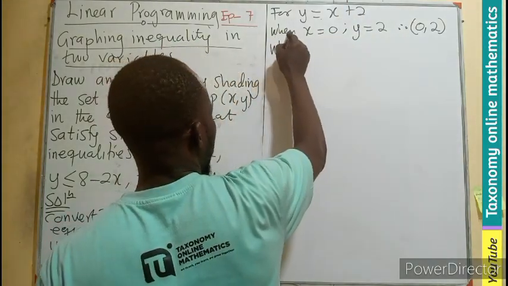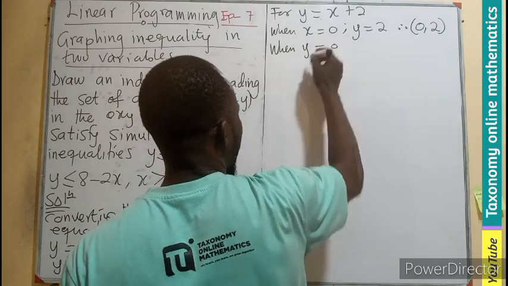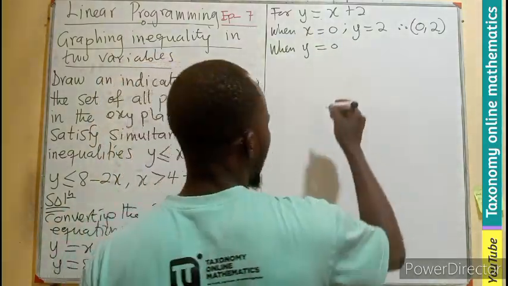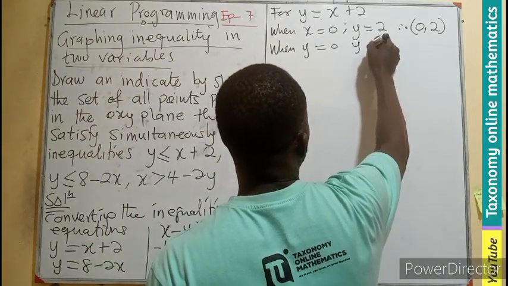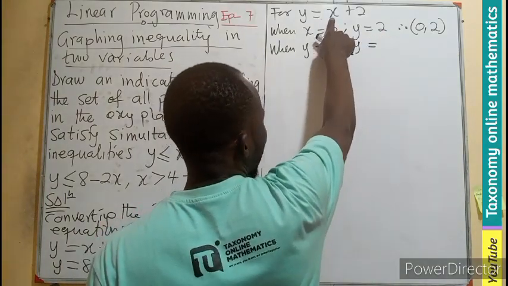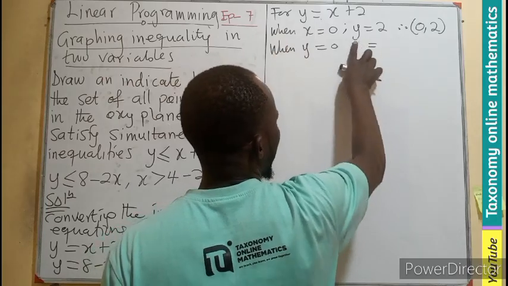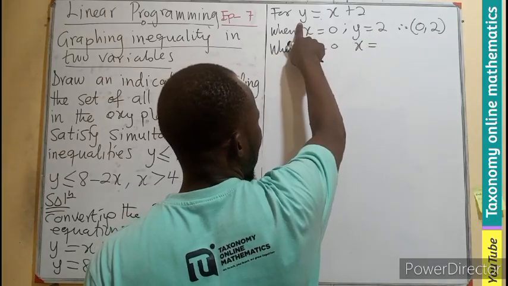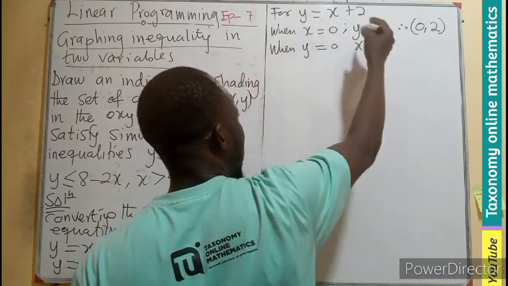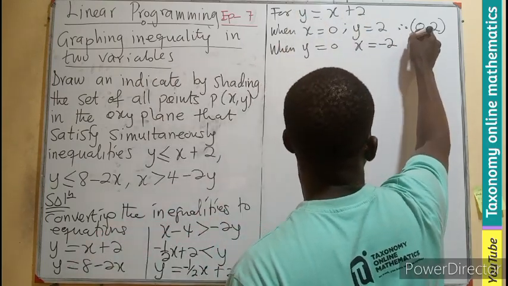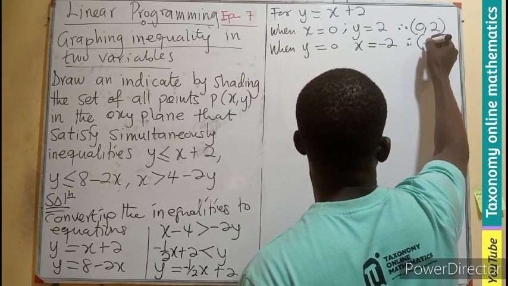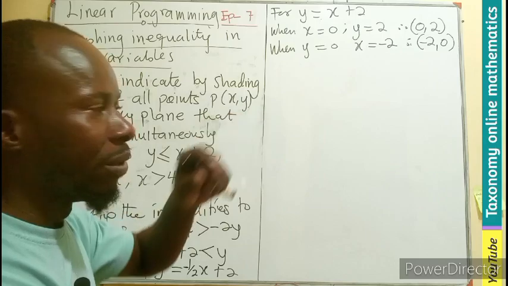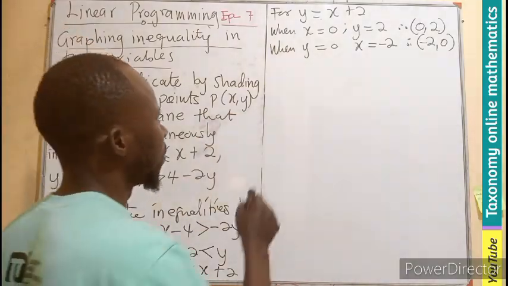Then, when y is 0, meaning the intercept on the x-axis, if y is 0, this will be 0. Then 2 has to come over to give us negative 2. So our point is going to be (-2, 0). So that is what we are going to plot on the graph.